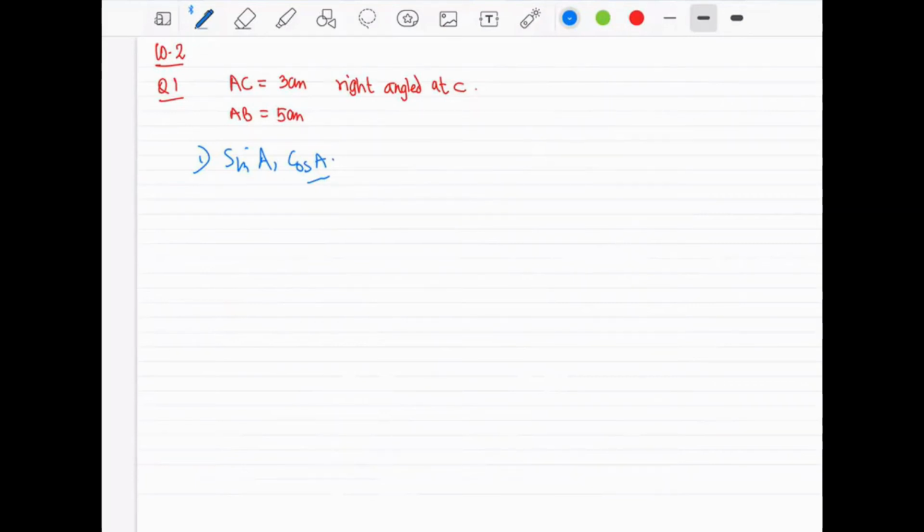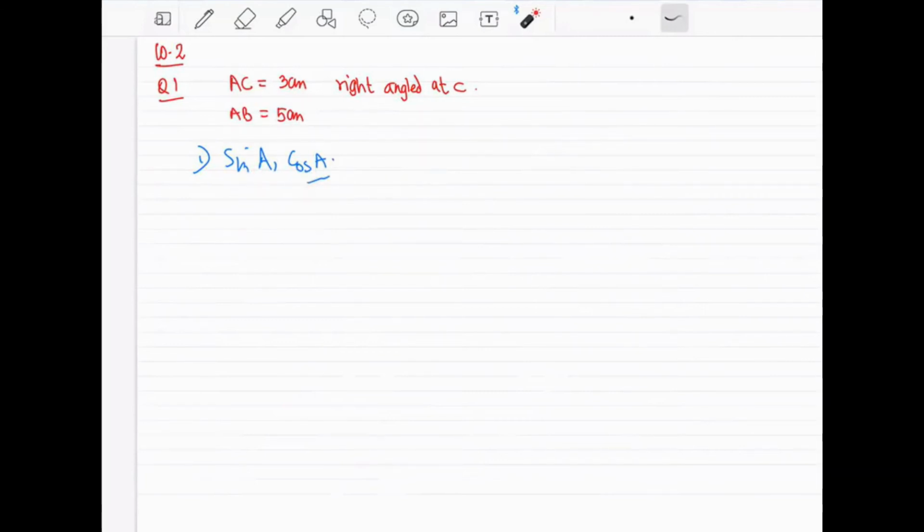Okay, so look at question number one. I'm just doing one Roman numeral out of the two. The question says: in a right angle triangle ABC, right angled at B, the value of AC is 3 centimeters and the value of AB is 5. What does the question want? Find the value of sine A and cos A.